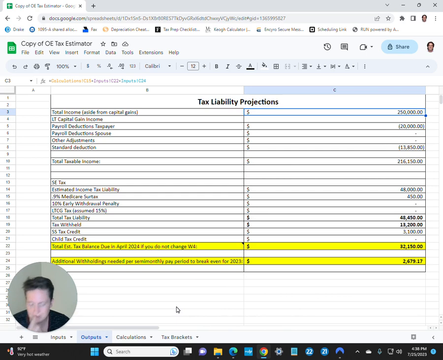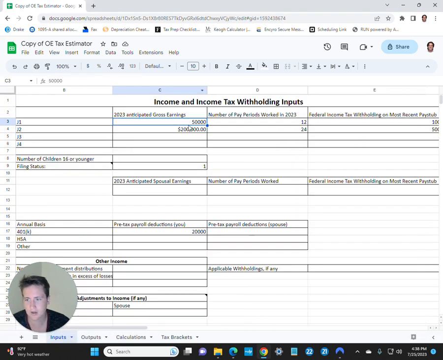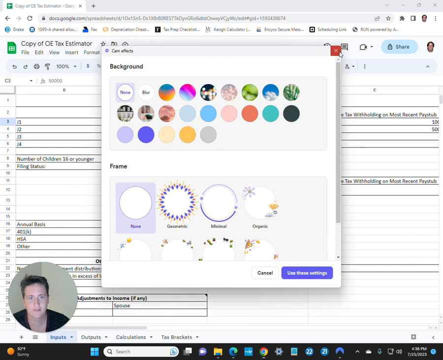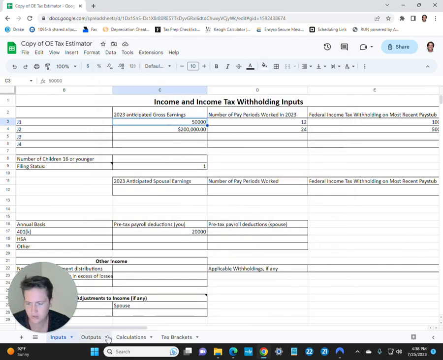Keep in mind that if you put your earnings net of pre-tax payroll deductions in box 1, in this box here, you want to make sure you don't double count those down here. So put gross earnings here, then take care of pre-tax payroll deductions here.